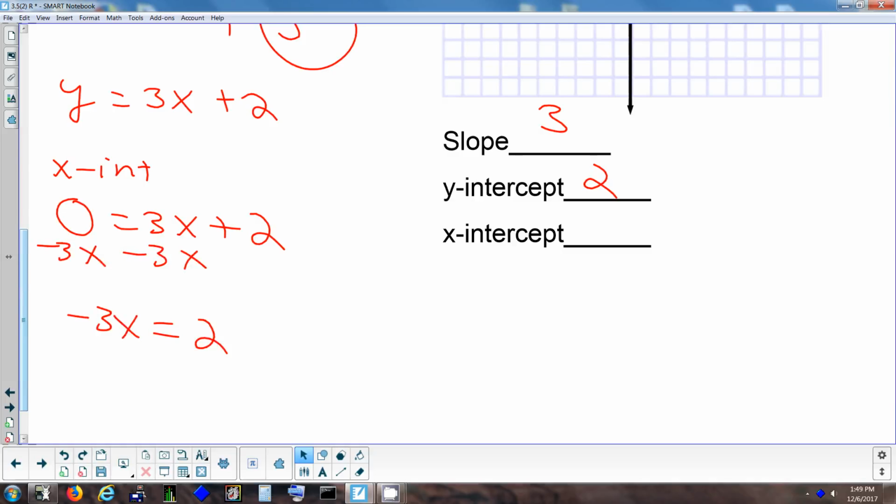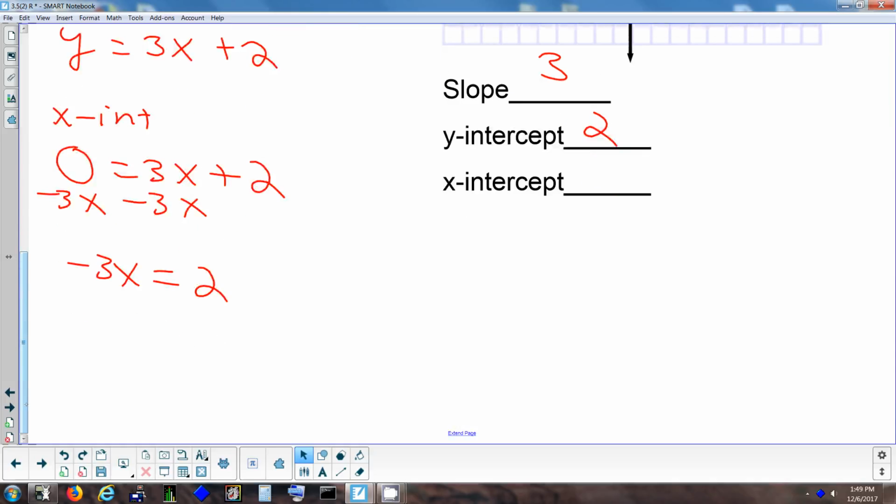So now we moved it over, but is the x by itself? No. It's better, but there's still something with it. Negative 3. So how do you get rid of that negative 3? Would you add 3 because then it would cancel out? You divide, right? When you have a number times a letter, you always divide to cancel out the number. Divide by the number, whatever it is. So divide by negative 3.